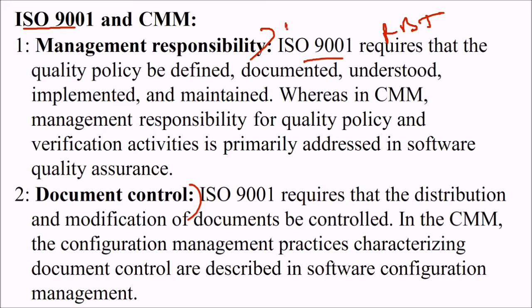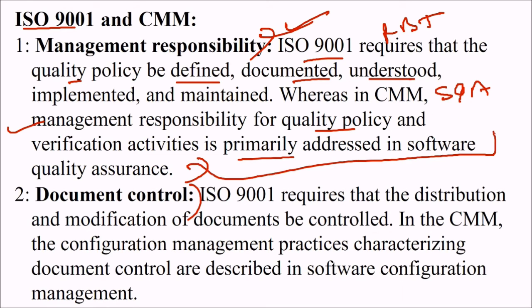First, management responsibility. ISO 9001 requires that the quality policy has to be defined, documented, understood, implemented, maintained. Whereas in CMM, management responsibility for quality policy and verification activities is primarily addressed in the software quality assurance. So in CMM, it is done by SQA. In 9001, it requires this to be defined, documented, understood, implemented, and maintained. So this is your management responsibility, and here the management responsibility for quality is with the SQA.